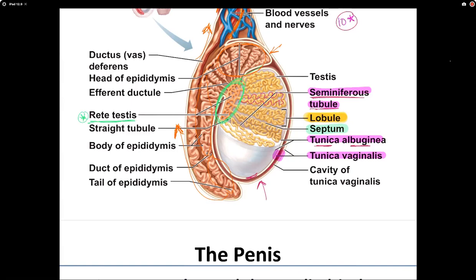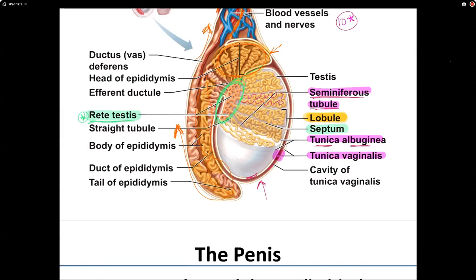From the seminiferous tubules, the sperms are going to be transported to a network of ducts to exit the testis. We call this network of ducts my rete testis. From the rete testis, the sperm is going to be traveling through another set of tubules located above the testis in an organ that we call the epididymis. All this is my epididymis. We divide the epididymis into three parts: the head of the epididymis, body, and the tail of the epididymis. Head, body, and tail.